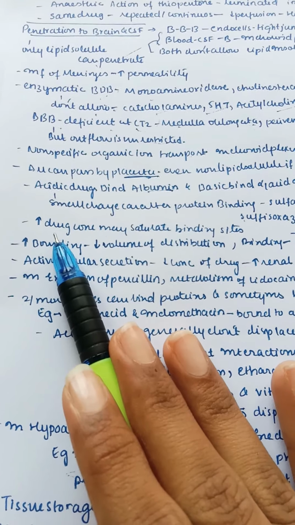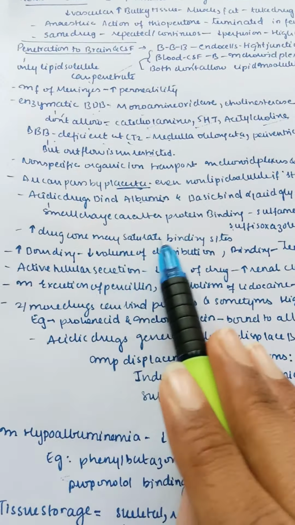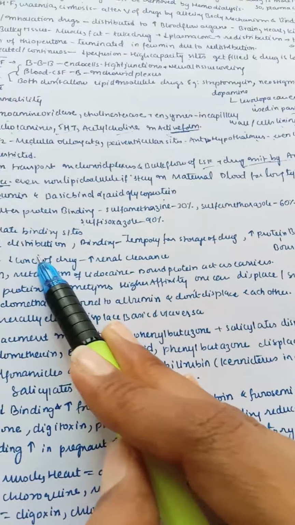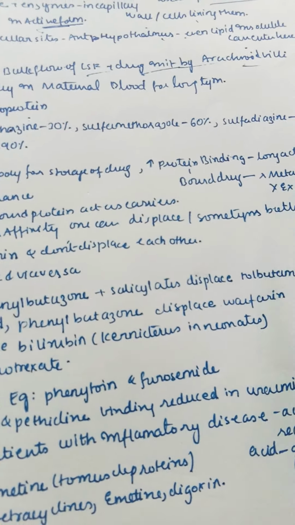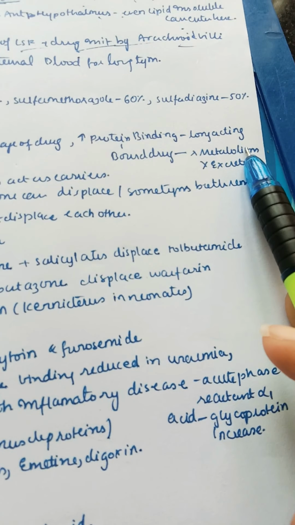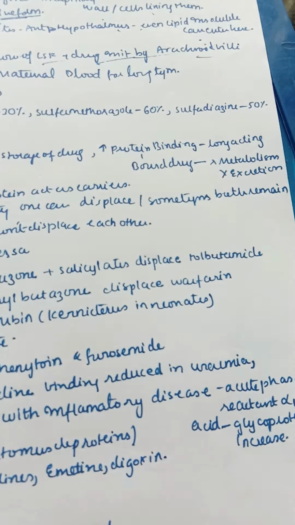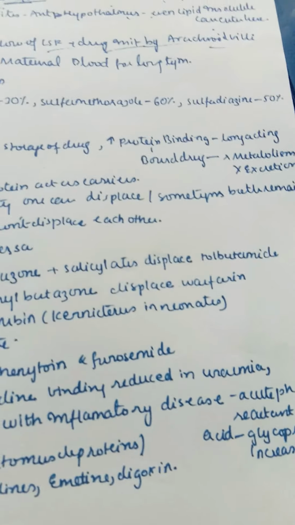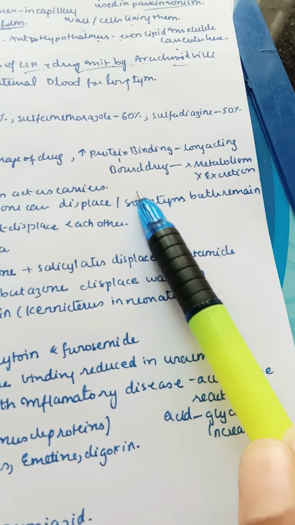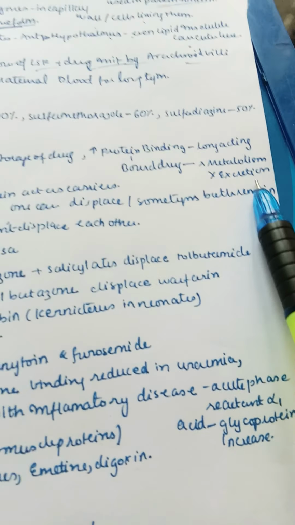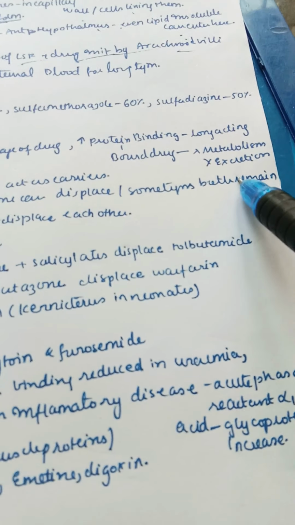If there is a higher drug concentration, it may saturate the binding sites, and an increase in binding of the drug decreases the volume of distribution, as I discussed before. The binding is temporary, for storage of the drug, and increased protein binding makes a drug longer acting, because it is protein bound for a long time in our plasma, so that it gets released whenever needed. Increased protein binding means bound drug has less metabolism and excretion. Remember, the drug which is bound to the protein can go neither to metabolism nor to excretion.